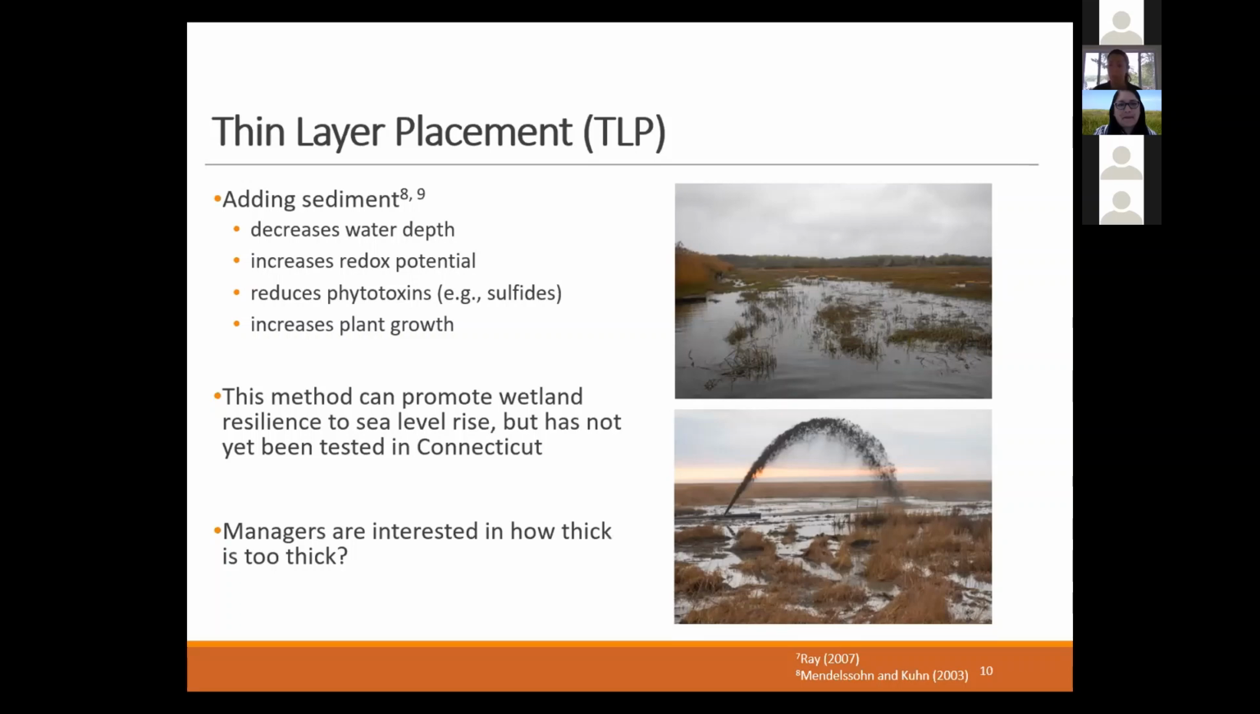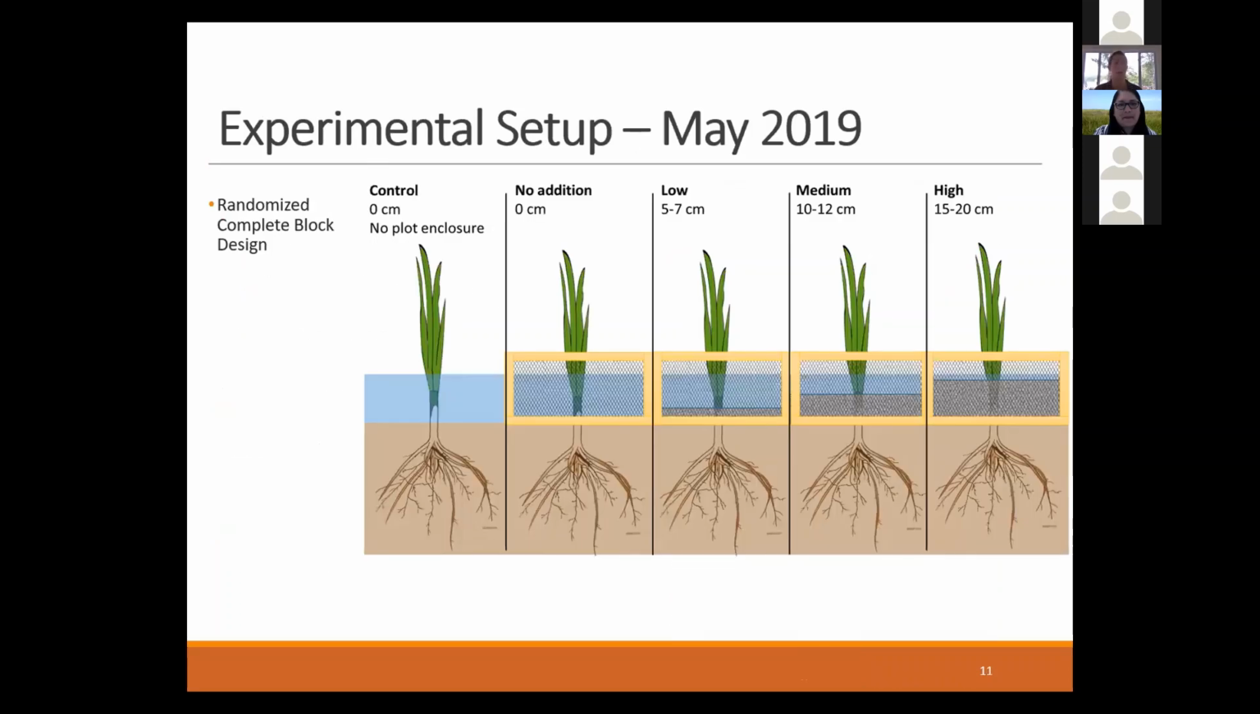After consulting local wetland managers, they're interested in how thick is too thick, because if you add too much sediment, you may smother plants, or if you add too little, it might not be cost effective for projects. That brings us to our question: how did differential sediment addition affect plant and soil responses? So in May 2019, I set up a randomized complete block design where plot enclosures of 1 by 1 meters received either no addition, a low amount of addition, a medium amount of addition, or a high amount.